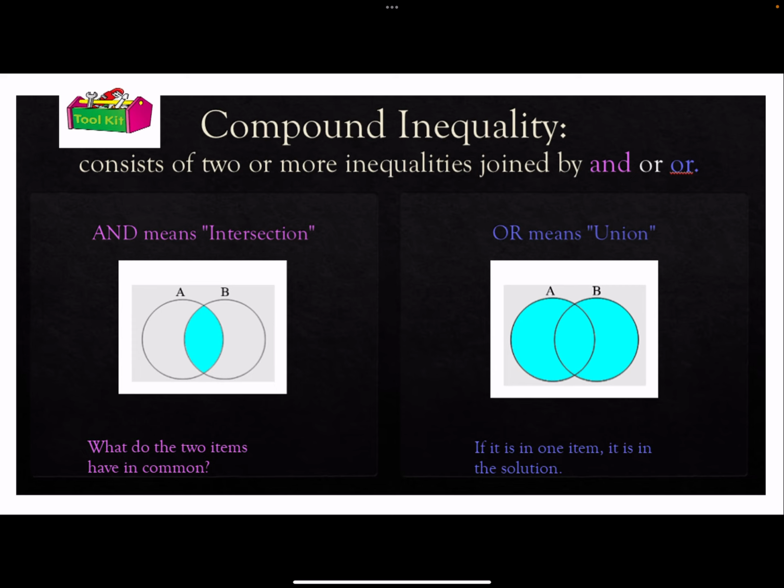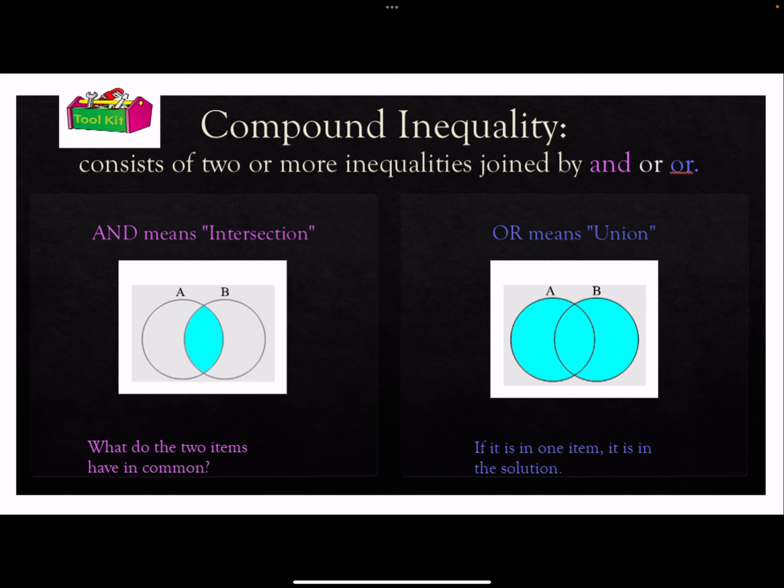Again, a compound inequality consists of two or more inequalities, and they're joined by the word and or the word or. So they have the word and or the word or in the middle. Now let's talk about what each of these words mean. What does the word and mean? What does the word or mean?